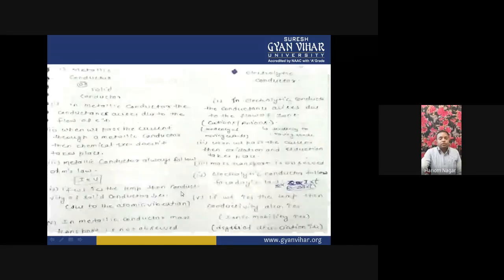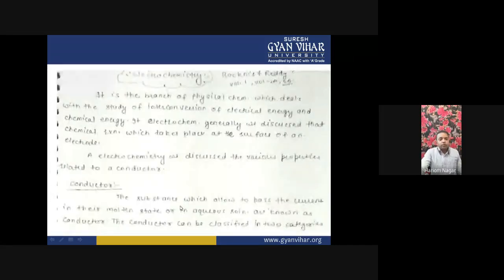Now, the definition of conductor: to which do we call a conductor? The substances which allow the current to pass in their molten state or in aqueous solution are known as conductors. Which substance is called a conductor? Which allows the current to pass in their molten state or in aqueous solution, not in the solid state.